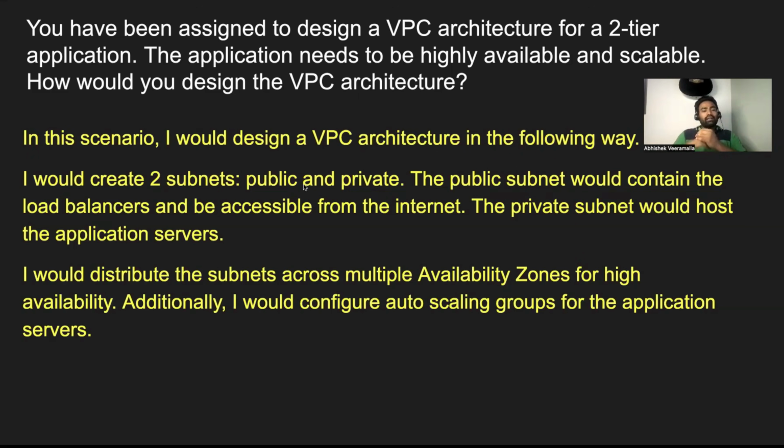Perfect. And what is the next part? I would distribute the subnets across multiple availability zones, exactly, for high availability. Additionally, I will use auto scaling groups for the application servers. Perfect. I think this is exactly what we discussed, and we were able to answer this scenario based question.